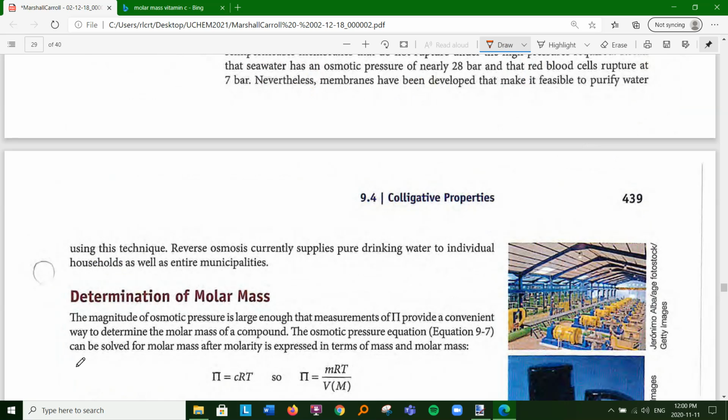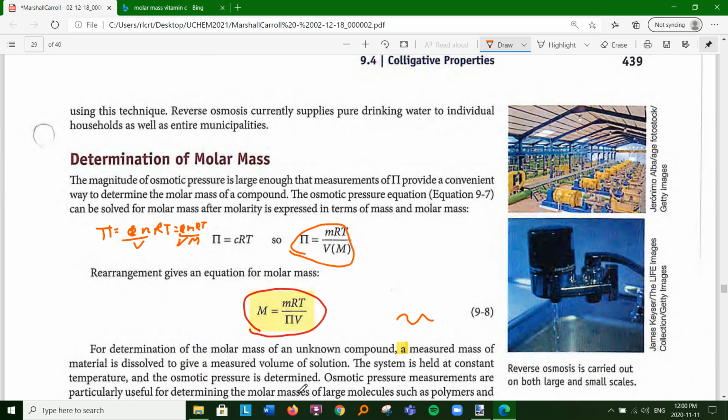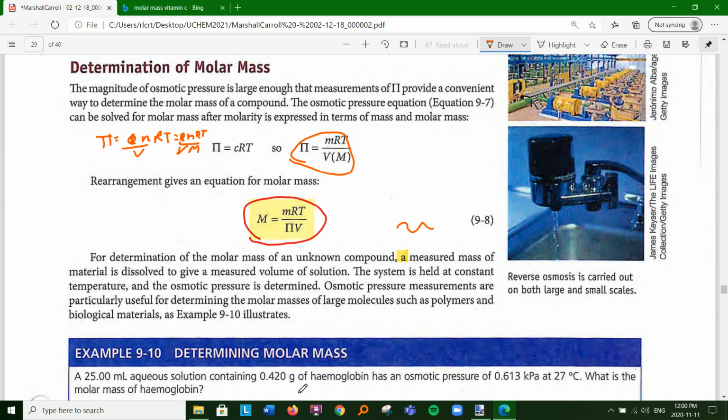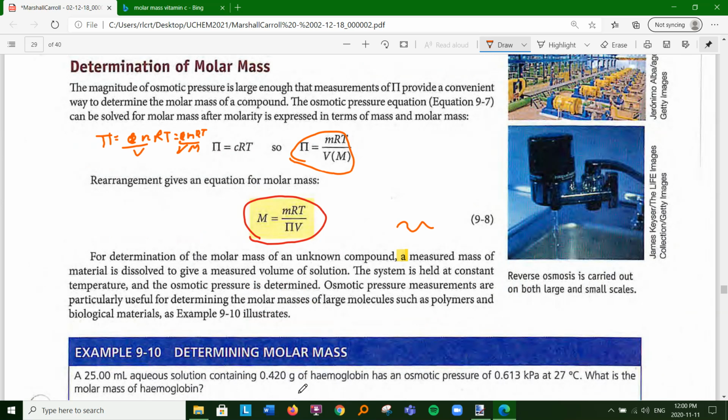So C is moles per liter. So pi is C times RT, which is n over V RT. But n is little m over capital M. So it's little m RT over V capital M. The C went away. C is n over V. So it's mRT over VM. And I think you're given that one on an exam. If not, you memorize it. So you isolate for molar mass: little m RT over pi V.